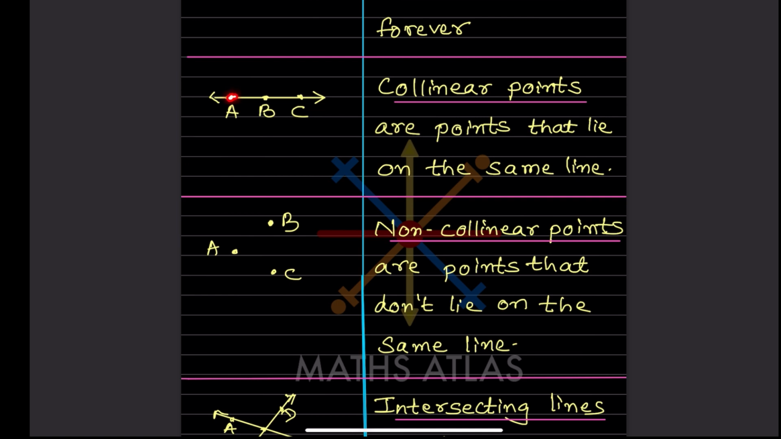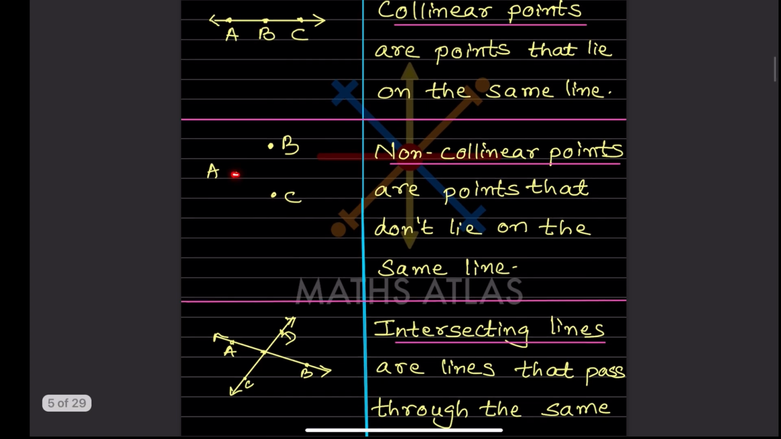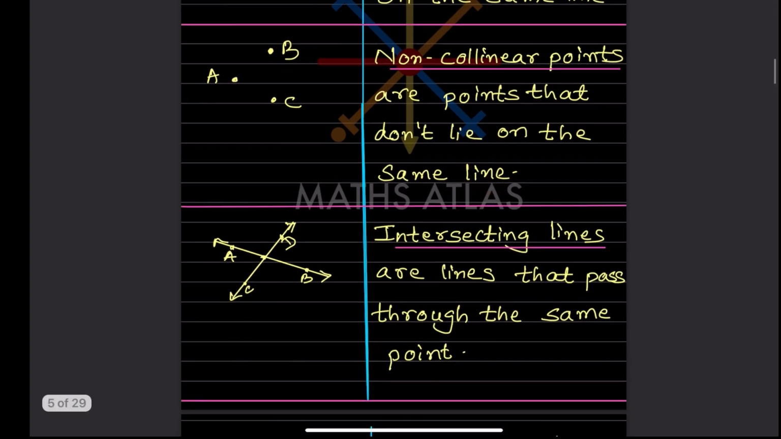Now you can see here there are 3 points on the same line. These are called collinear points. Collinear points are points that lie on the same line. Now you can see the points, they are not on the same line. So these are called non-collinear points. Non-collinear points are points that don't lie on the same line.